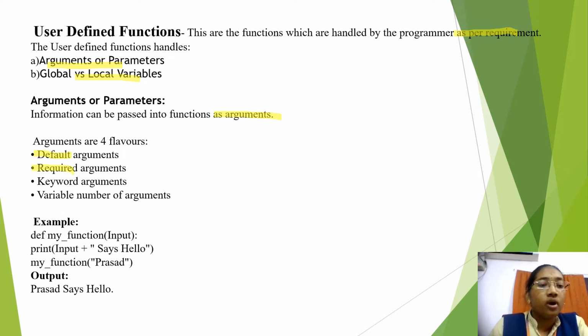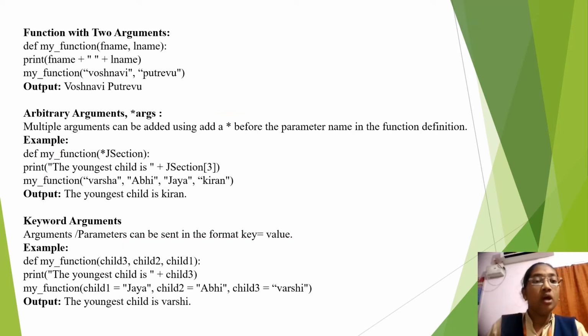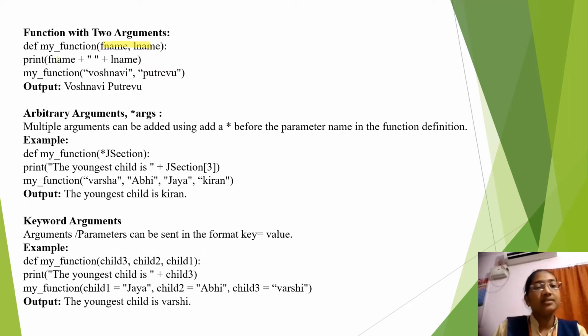Let us discuss an example for the arguments. def my_function(input): print(input + " says hello"). Calling my_function("Prasad"), the output will be Prasad says hello. Now a function with two arguments. def my_function(fname, lname). Here the arguments are fname and lname. Now print(fname + " " + lname). Calling my_function("Voshanavi", "Putrevu"), the output will be Voshanavi Putrevu.